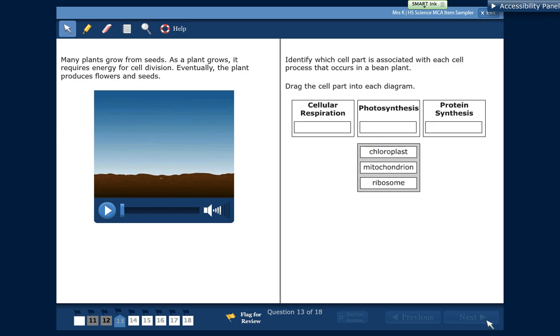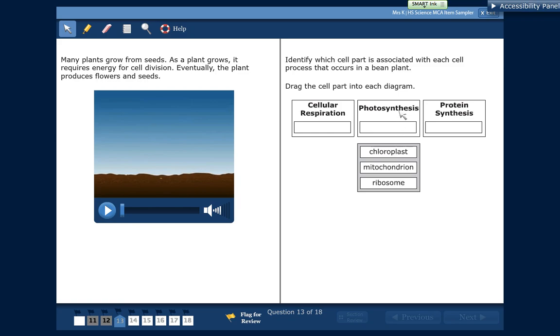All right, so next question, 13. Identify which cell part is associated with each cell process that occurs in a bean plant. So all of these things happen in a bean plant: cellular respiration, photosynthesis, and protein synthesis. So how it makes its proteins. And these are the parts of the cell: chloroplast, mitochondria, and ribosome. So it's saying, where do these things happen?